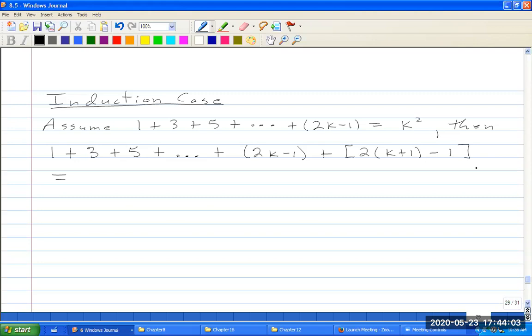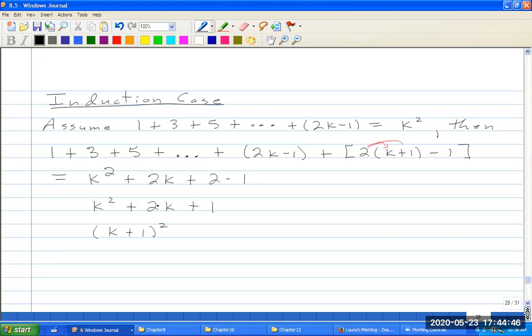Well, I know that these first terms is equal to k squared. So I know that these are equal to k squared by the induction hypothesis. So this is called the induction hypothesis, this assumption that we're making. Let me multiply 2 inside the parentheses to simplify this. So 2k plus 2 minus 1. So this is equal to k squared plus 2k plus 1, combined like terms. Factoring, this is just k plus 1 squared.